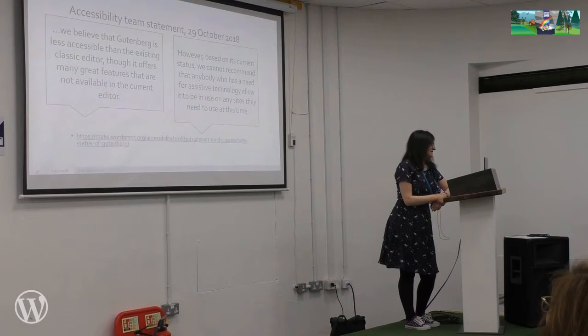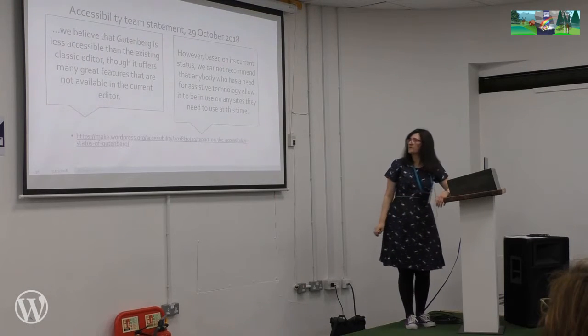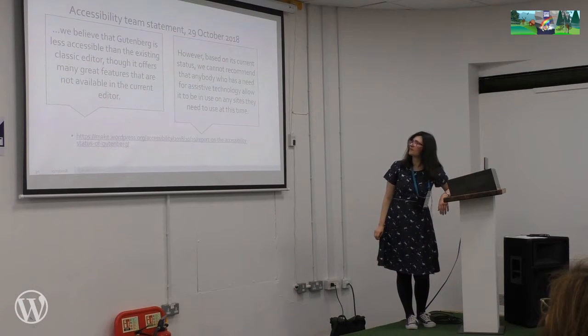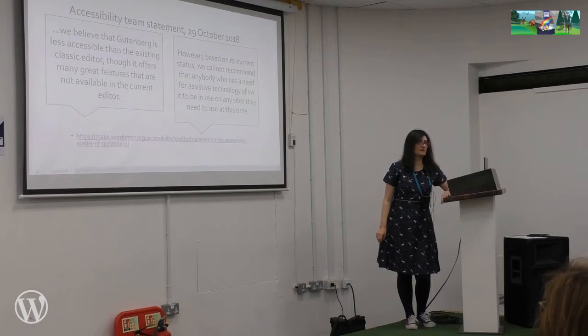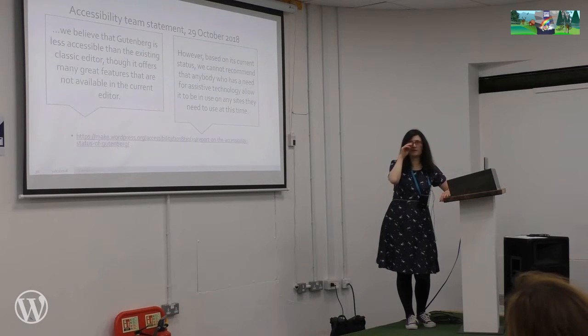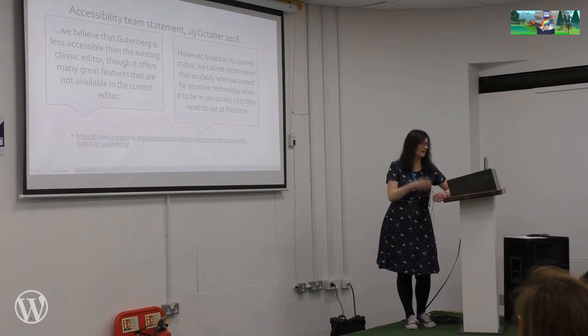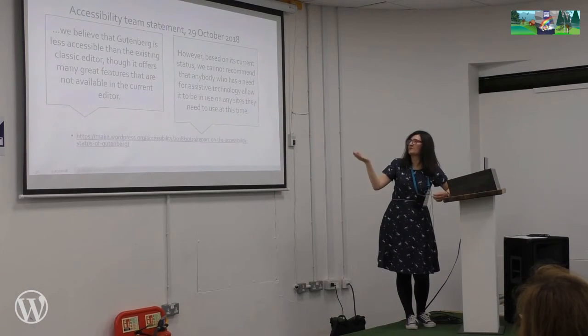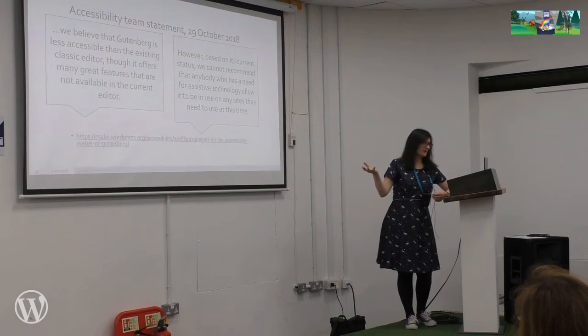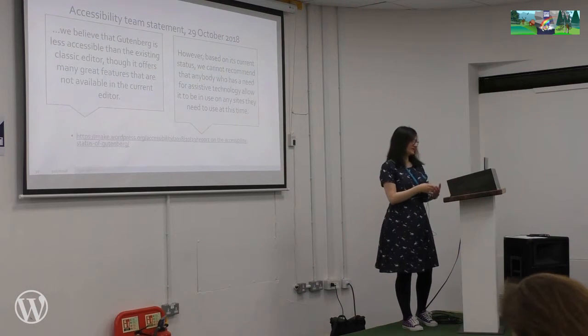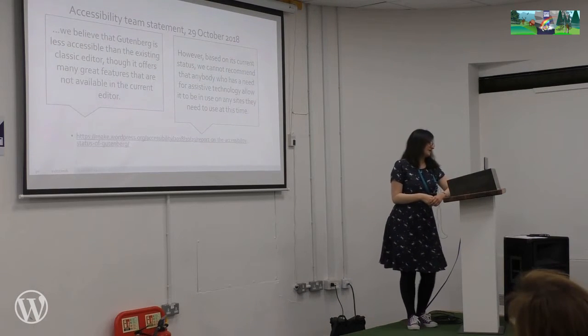So at the end of the accessibility team statement, they basically summed up and noted the progress that Gutenberg has made, because a lot of work is being done, and don't forget that the team is committed to making this as accessible as possible. It is a core value of WordPress that it should be accessible. But they're saying, we believe it's less accessible than the existing editor, although there are some accessibility features that the classic editor doesn't offer that Gutenberg does.